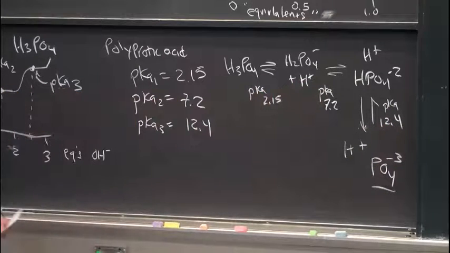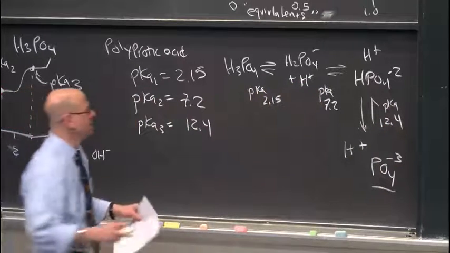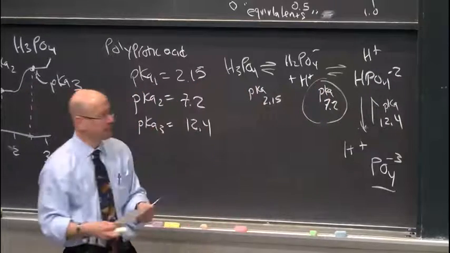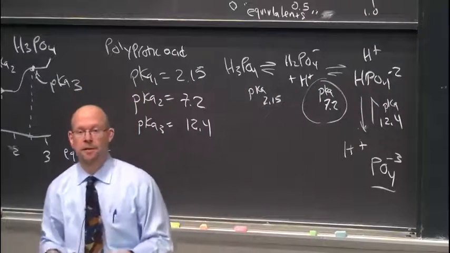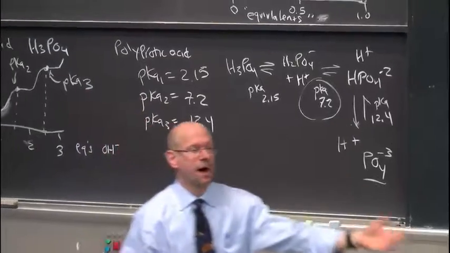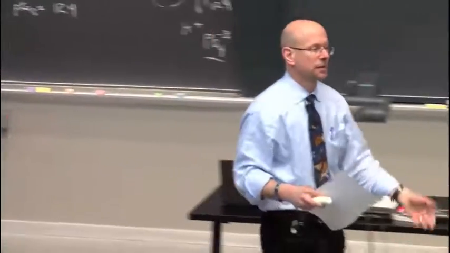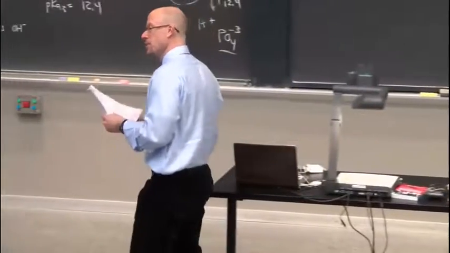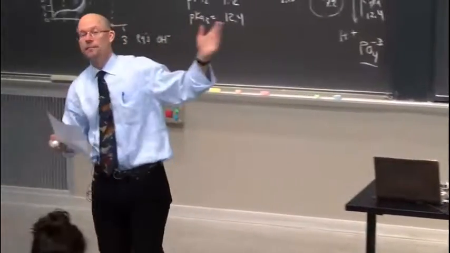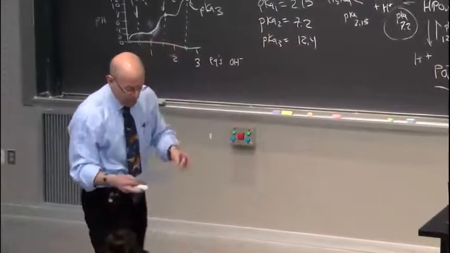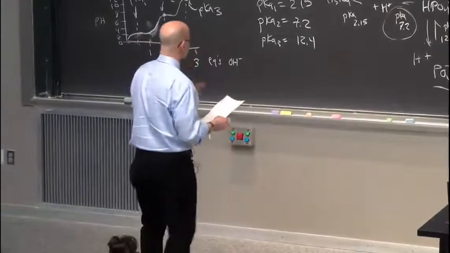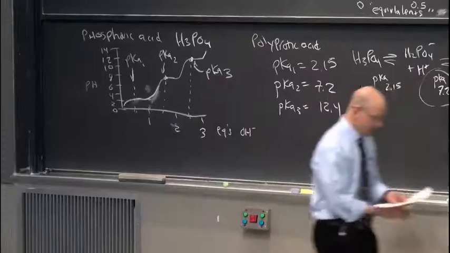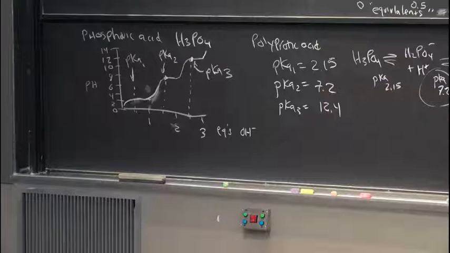Now, is there something special about that pKa of 7.2? What's the normal pH of your body, of your blood? 7.4. So because that pKa is pretty close to the pH of your blood, phosphate makes a pretty good buffer. To understand that, we're going to have to talk a little bit about what we mean by a buffer. Okay. Now, what do we mean by a buffer?